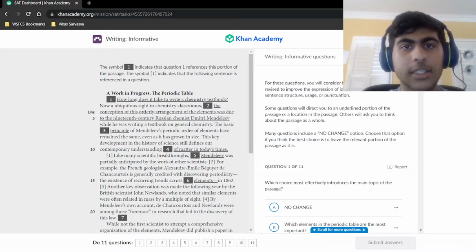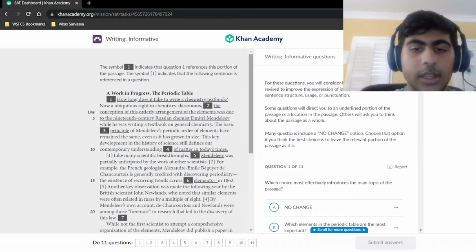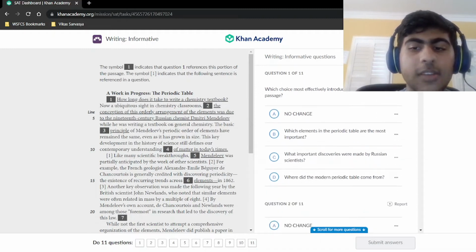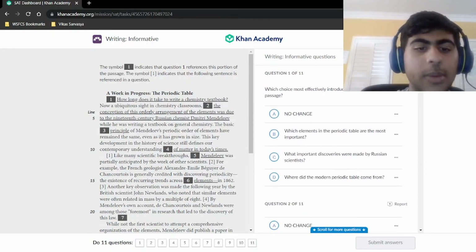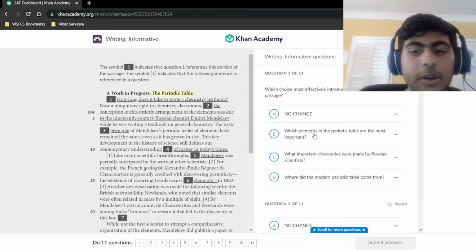And with that, let's get started on our first question. A work in progress, the periodic table. How long does it take to write a chemistry textbook? And we're saying which choice most effectively introduces the main topic of the passage. Well, the main topic of the passage is the periodic table, as you can see from the title. So we're going to talk about the periodic table, right?